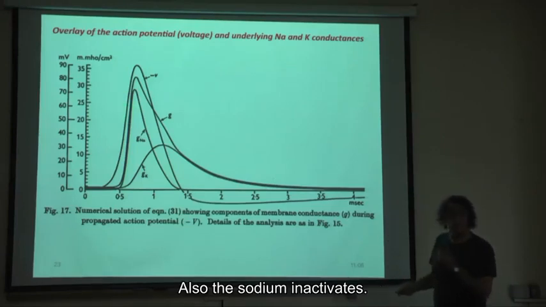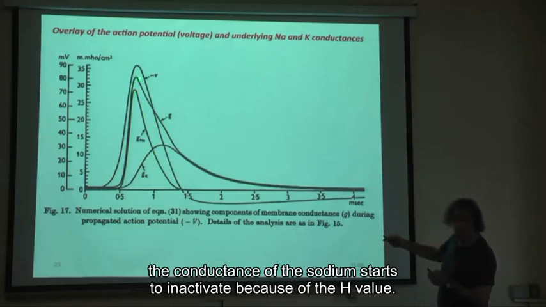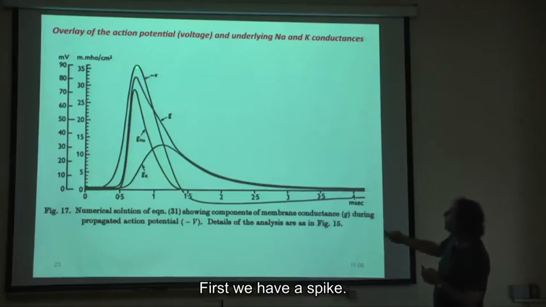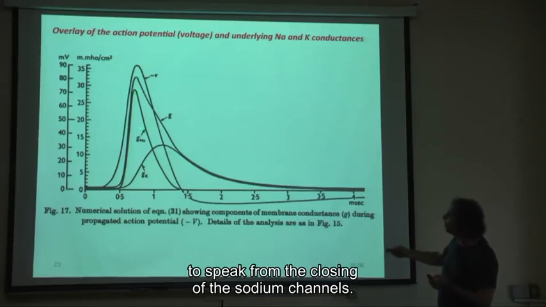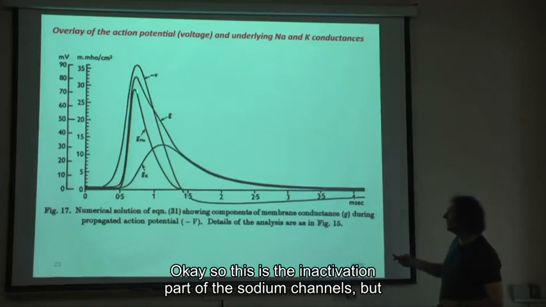But also the sodium inactivates. So even when it grows, the conductance of the sodium starts to inactivate because of the H variable, the inactivation. Luckily, it's slower than the M, so we first have an activation, first we have a spike, then the spike starts to suffer, so to speak, from the closing of the sodium channels. The spike starts to go down. Okay, so this is the inactivation part of the sodium channels.